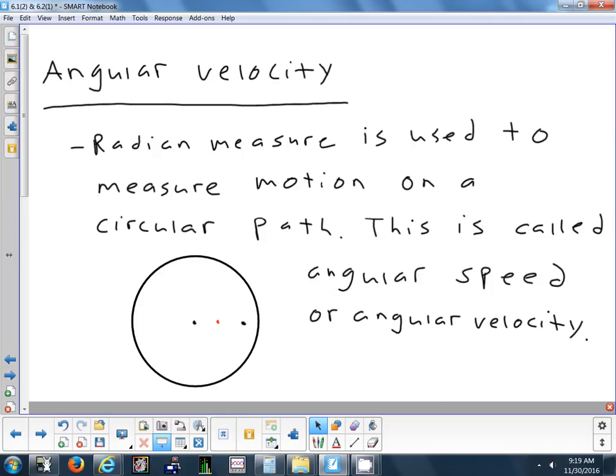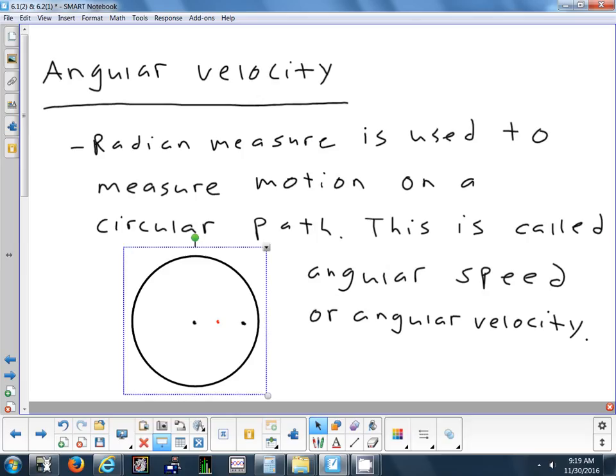Right. So I want to take a look at why do you even need angular speed or angular velocity? Why don't we just do everything like we normally do? Why don't you just always use like miles per hour or feet per second? Because we already have a way to measure speed. So why don't we just use that? Any thoughts on why we don't use that? Something spinning on a circle or something moving in a circular path, it's a little different when you try to measure the speed of it.